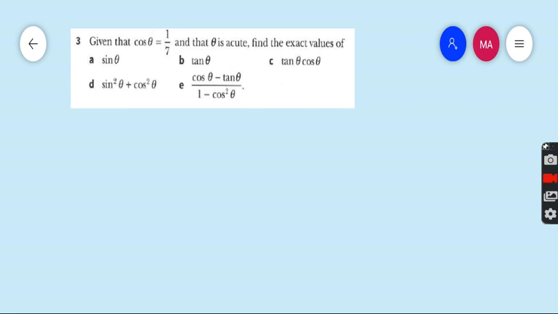Question number 3 is, given that cos theta is equal to 1 upon 7 and theta is acute. Find the exact values of A, B, C, D, E. So same requirement, same question, just like question number 1 and 2. First we have to draw a right angle triangle.